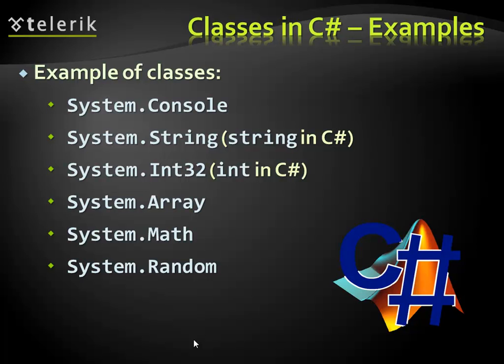So here are examples of classes that we've already met. The Console class, which is a part of the System namespace. We'll see namespaces also today. We have the string, we have integer. These are all classes. The array that we've been using. Some of you have used the Math class, and Random, we'll see it today. There's not much to say about those.